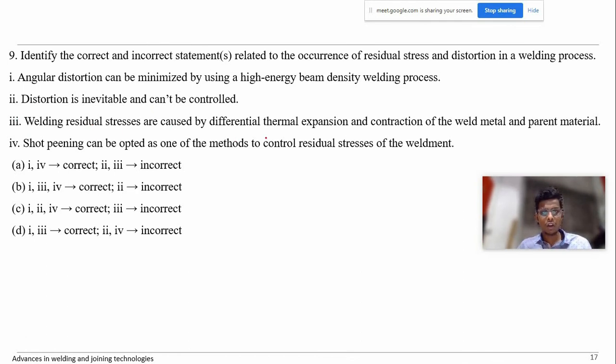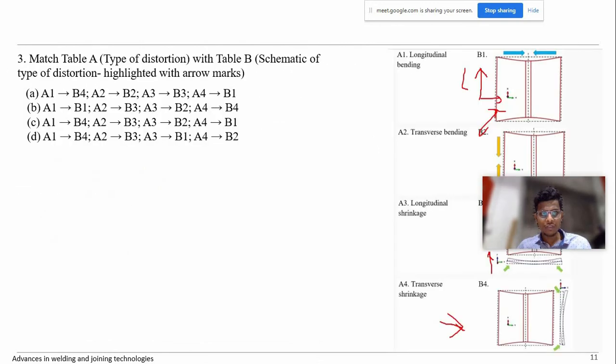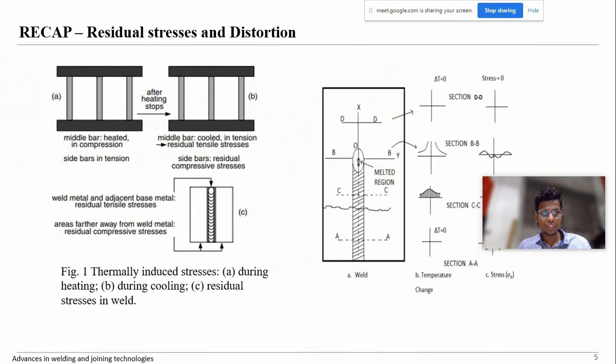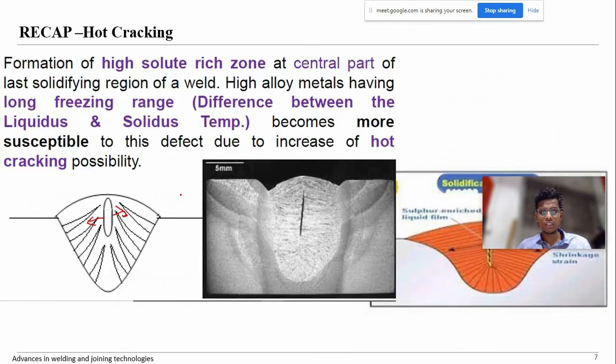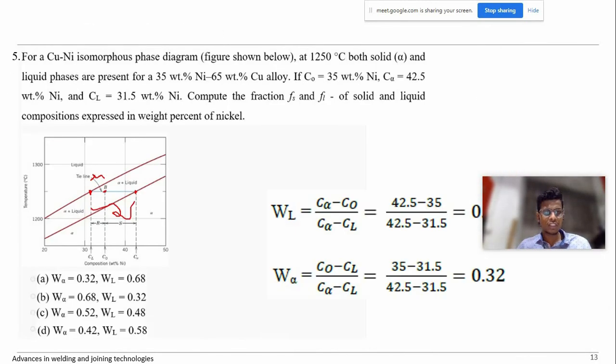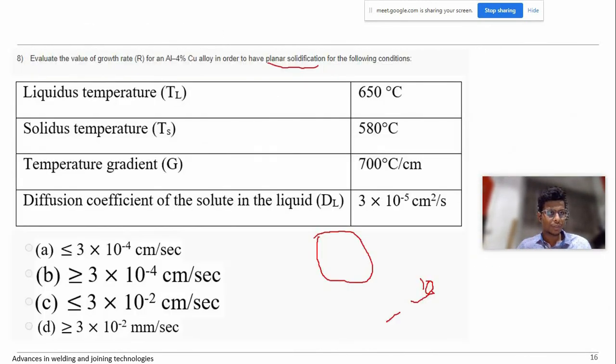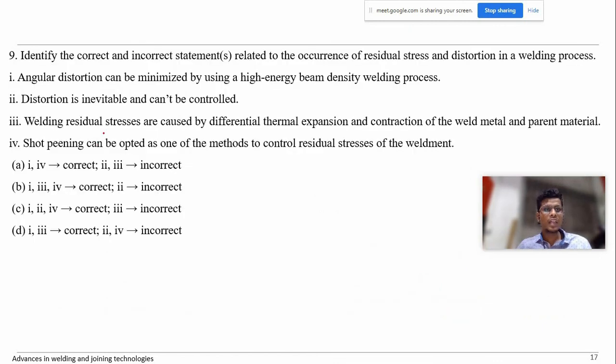Welding residual stresses are caused by differential thermal expansion and contraction of the weld metal and parent material. Just initially at the start of the class, I discussed the evaluation of residual stresses using the 3-bar arrangement. Due to the temperature difference only, the residual stresses are generated. So that statement is correct. Welding residual stresses are caused by differential thermal expansion and contraction of the weld metal and parent material. This is also correct.